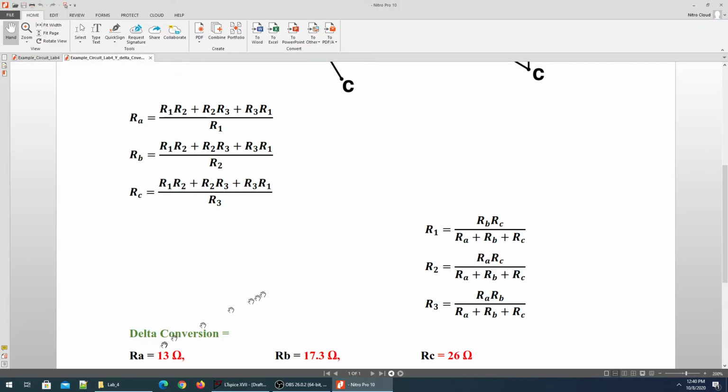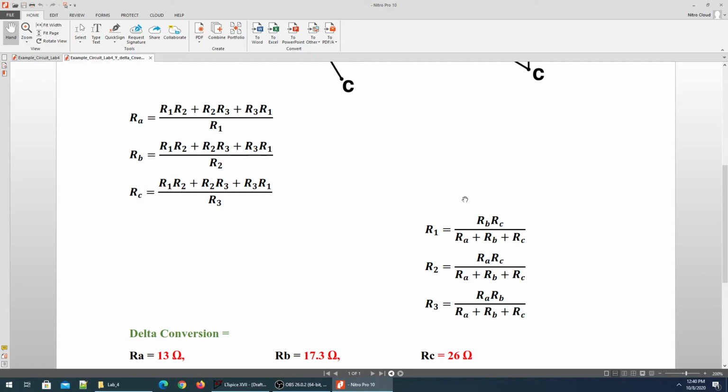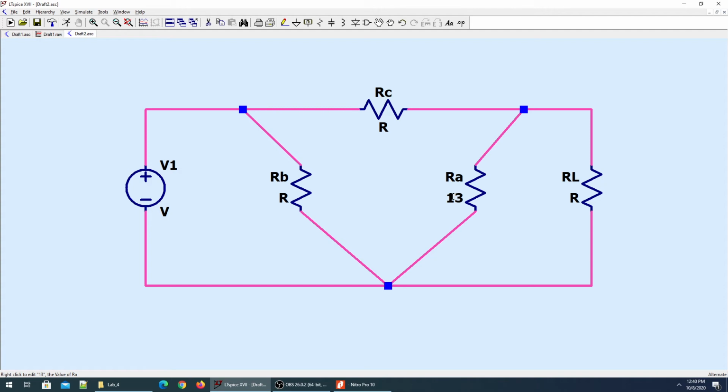Now coming back, RA is 30 ohms. Once that's done, the rest becomes very easy. We don't have to care where the resistance goes. That's why I'm stressing staying consistent about the naming of the resistors and the components. So RB is 17.3 ohms, 17.3, and the last one, RC, is 26 ohms.